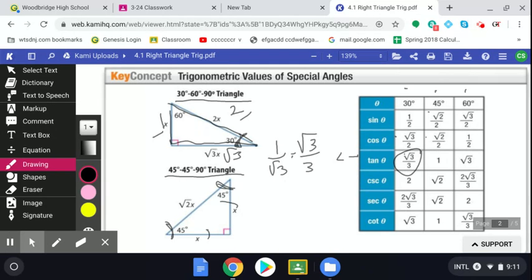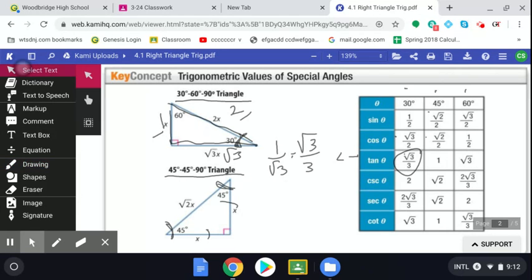Okay, these values will come back over and over and over again. So become familiar with them. And you will have, at some point, to have them memorized. You need to memorize them.